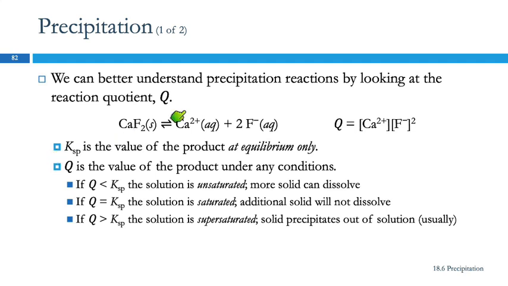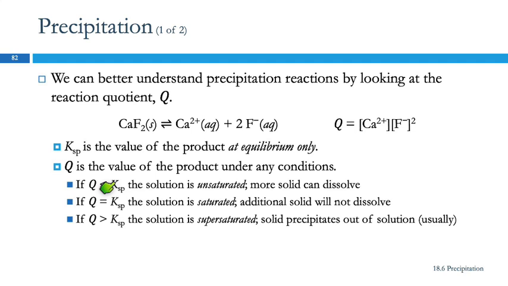KSP is the value at equilibrium only. Q is calculated exactly the same way, but at any state, any combination of concentrations. So if Q is equal to KSP, then it's at equilibrium. That means the solution has as much dissolved in it as it can, and so additional solid will not dissolve.